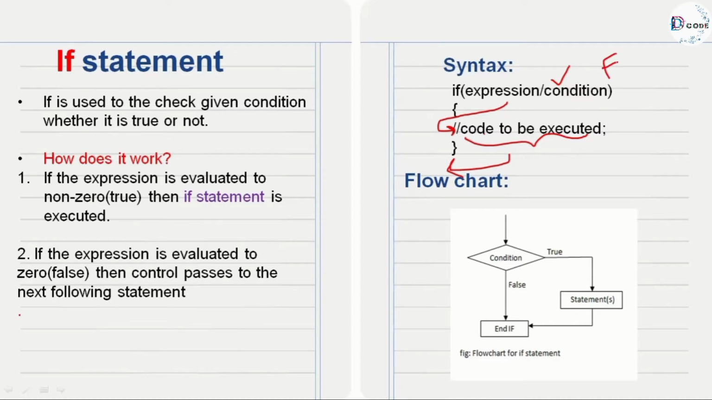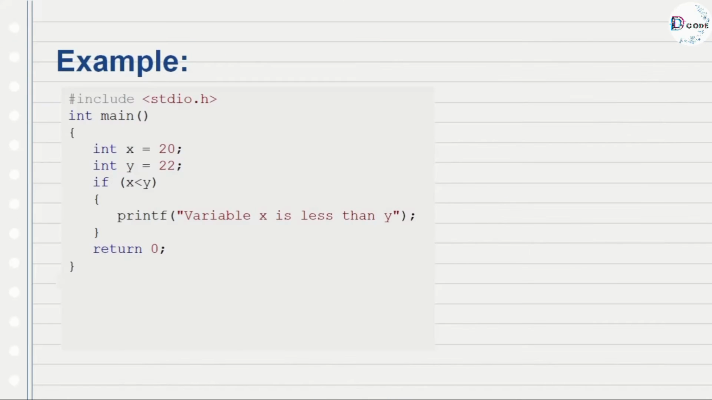Suppose the condition is false, then the program control directly goes to the end of the if block. It does not execute these statements. Let us look at an example.